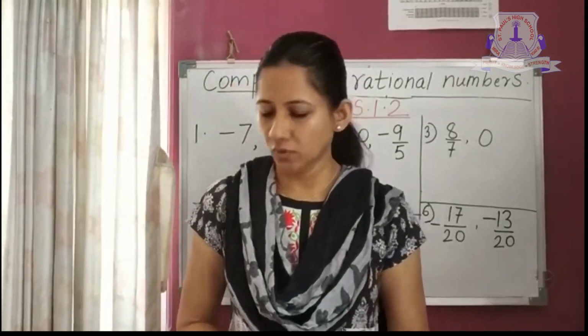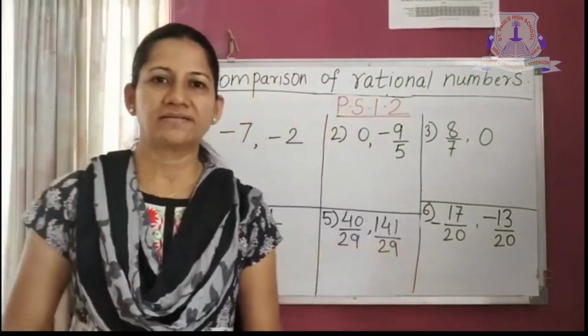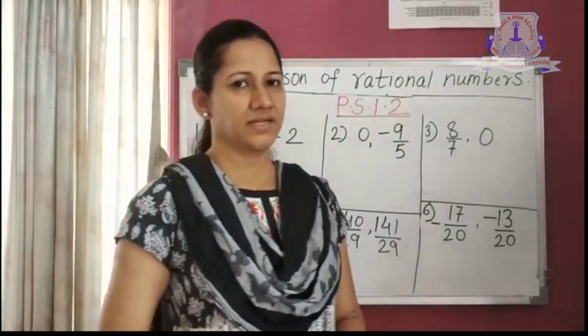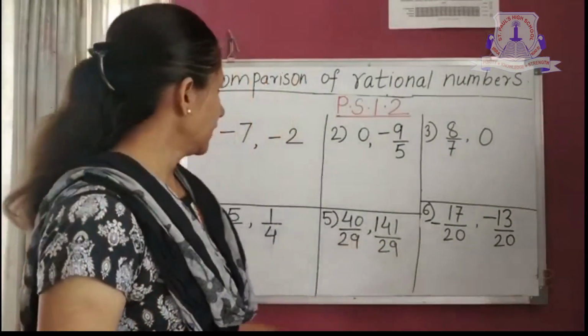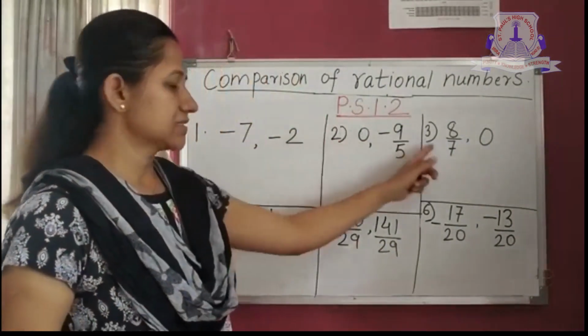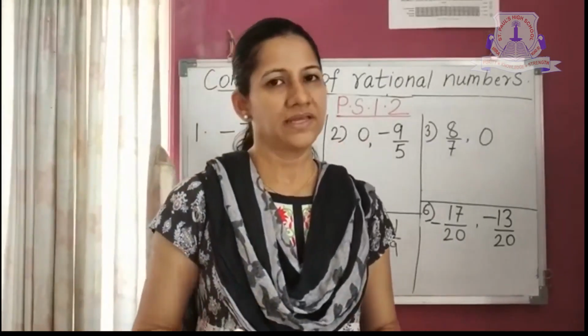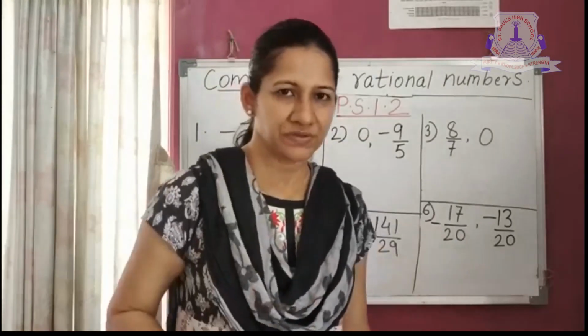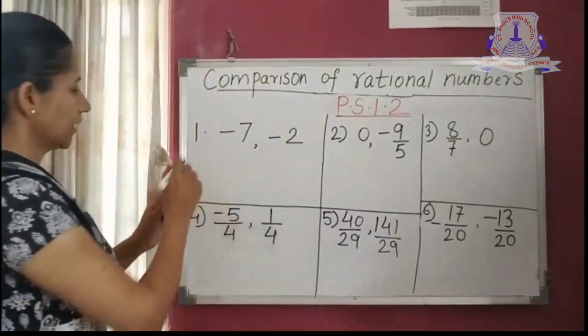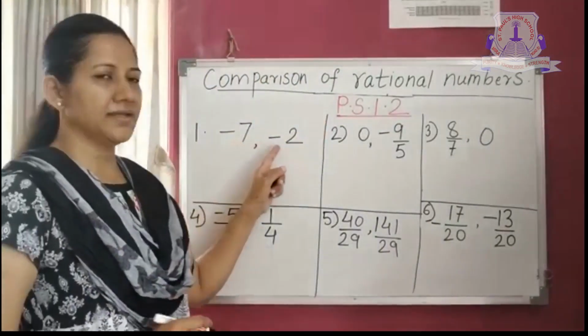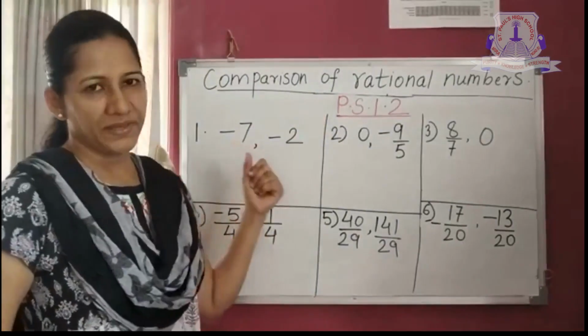Students, now in your textbook on page number 3, we have practice set 1.2. We will be starting with that. Here I have put the first 6 questions of practice set 1.2, so we will be solving them step by step as per the rules which we have studied. The first one we have is -7 and -2. How do we compare this?